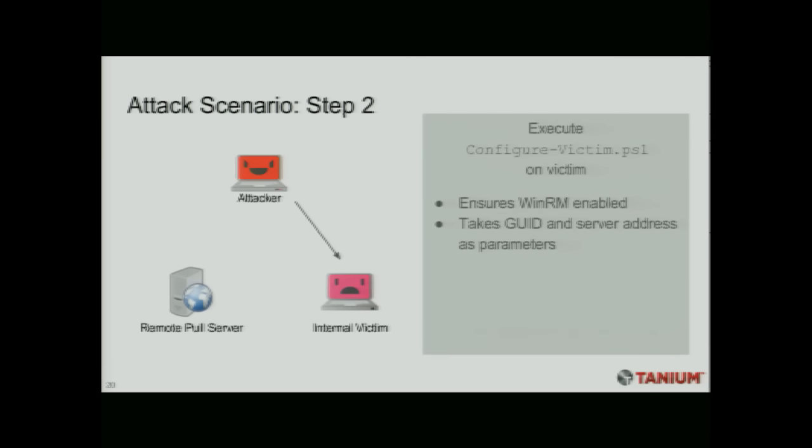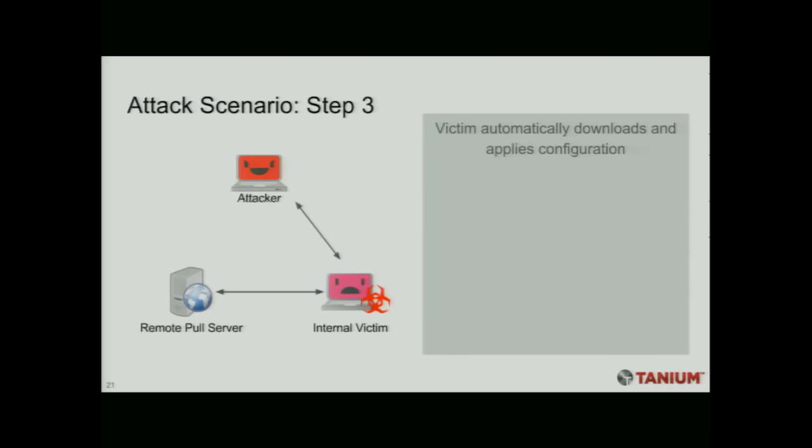It then takes the GUID and the server address as parameters. And then it configures the local configuration manager, or LCM, to use the remote pull server. After that, the victim automatically downloads and applies the configuration.